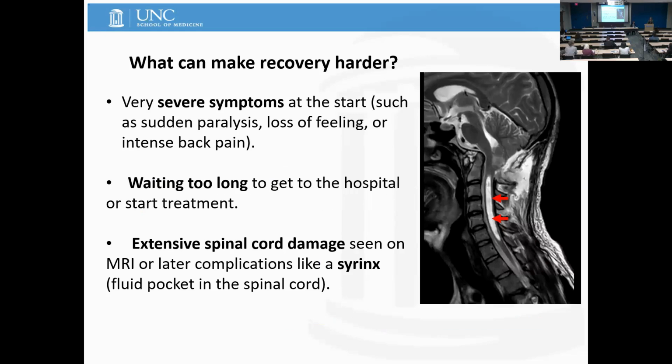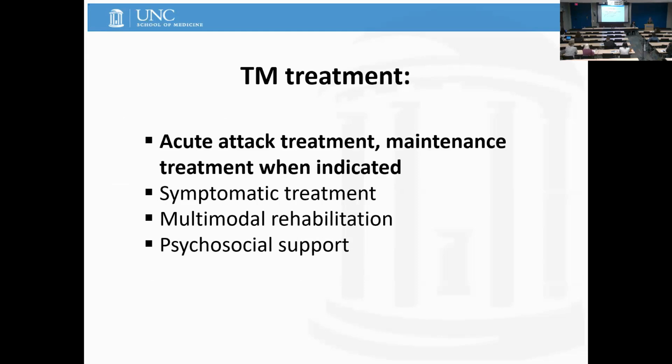Some of the things that can make recovery harder, again, when somebody has a very severe attack and very severe symptoms at the beginning, that can make recovery harder. Waiting too long to get to the hospital and not getting treatment can also make recovery harder. And then if there's been extensive damage to the spinal cord, if there's a very, very long lesion, a lot of swelling, a syrinx, like I showed here, which is a fluid pocket that can develop within the spinal cord. These are some of the things that can lead to harder recovery. But again, still important to get involved in rehabilitation as quickly as possible.